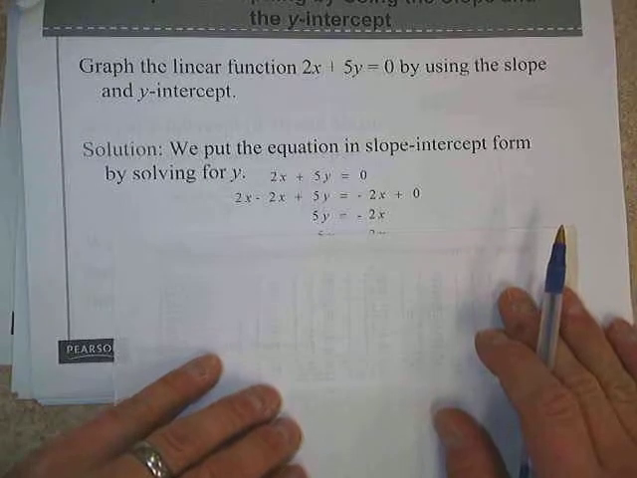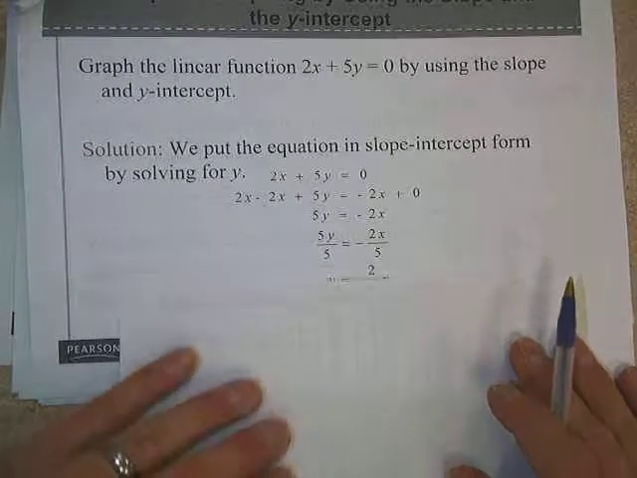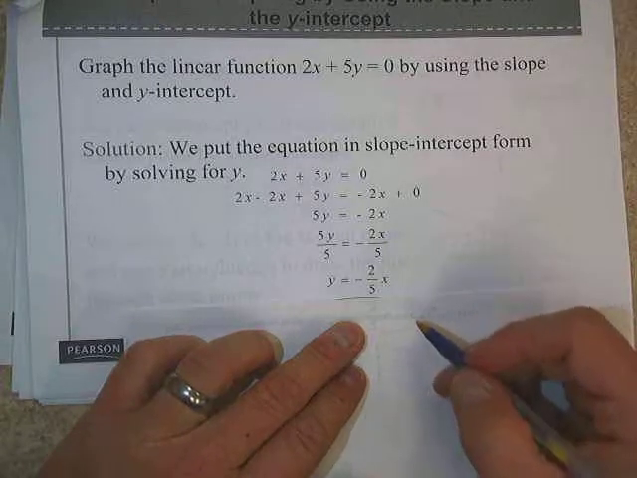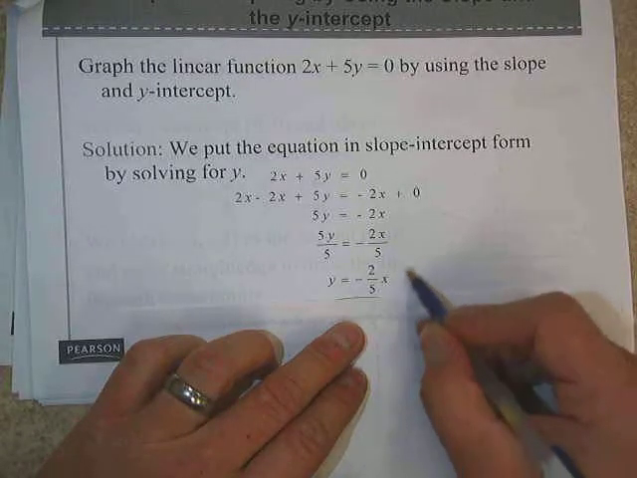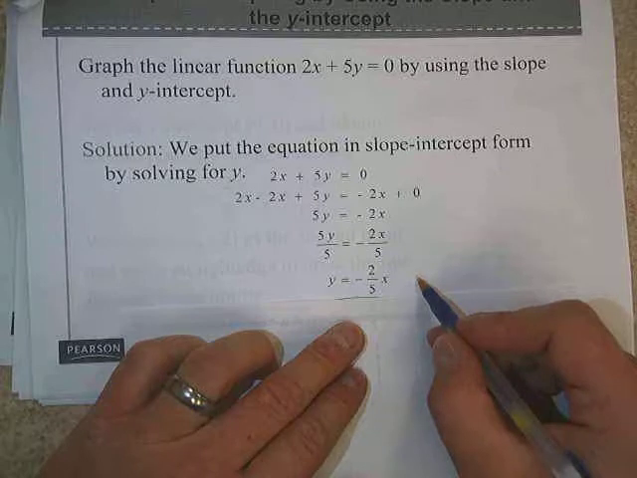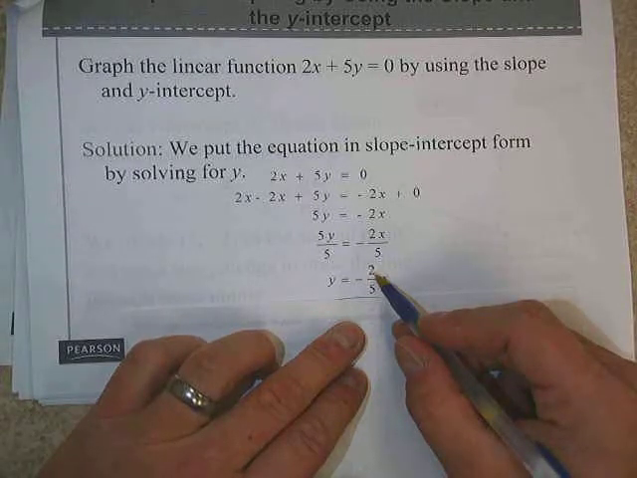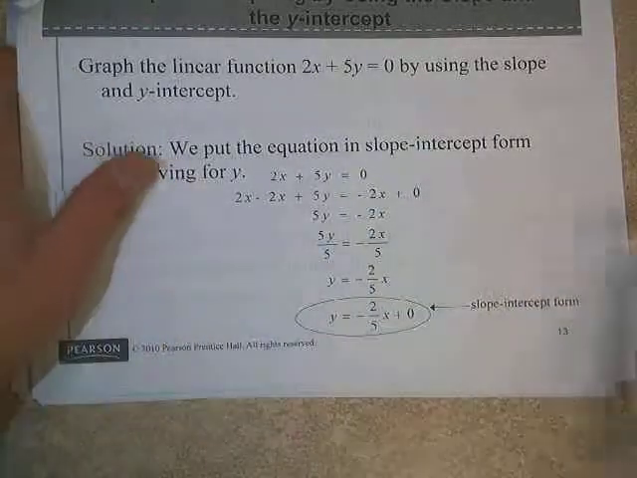Ultimately, we want to write this as y equals mx plus b, so we're going to solve for y. To solve for y, we're going to subtract 2x from both sides, getting that 2x over to the other side. And then we're going to divide by 5. When we get done dividing by 5, we get our equation, which is y equals negative 2/5 x.